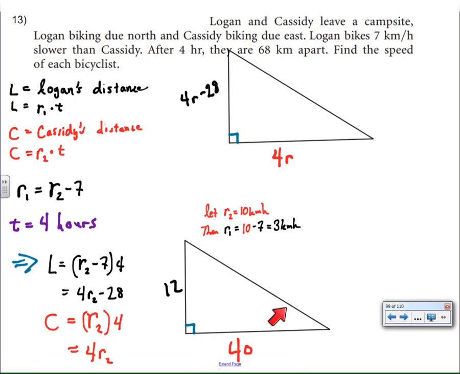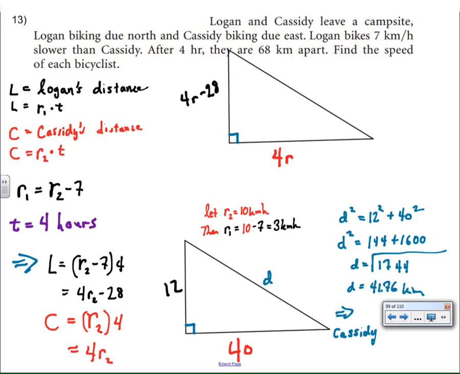In order to do so, I have to look at this distance, which represents the hypotenuse of a right triangle. And that leads us to the Pythagorean theorem. The distance I need, if I squared it, will be equal to the sum of the squares of the two legs. The rest is algebra. We've studied this before. We get a distance of 41.76 kilometers, which is shorter than the desired distance of 68 kilometers, which means Cassidy was riding too slow. 10 kilometers per hour is not fast enough, so I will have to have a larger rate for Cassidy in order to get 68 kilometers apart after 4 hours.